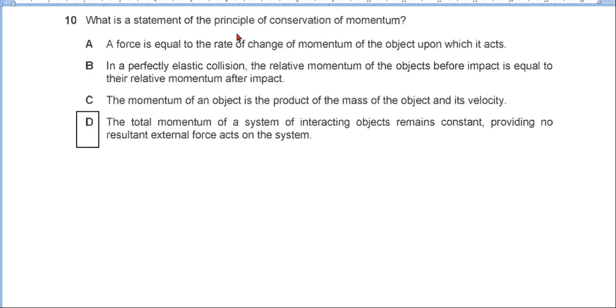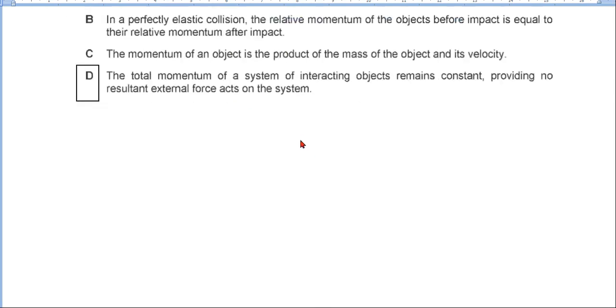What is the statement of the principle of conservation of momentum? This you should learn by heart. The total momentum of a system of interacting objects remains constant, providing no resultant external force acts on the system.